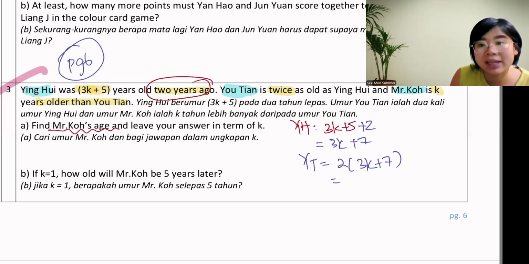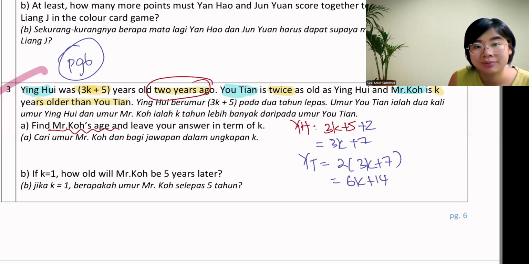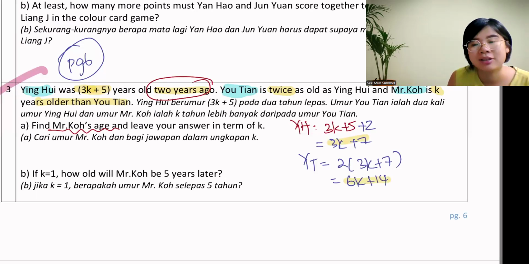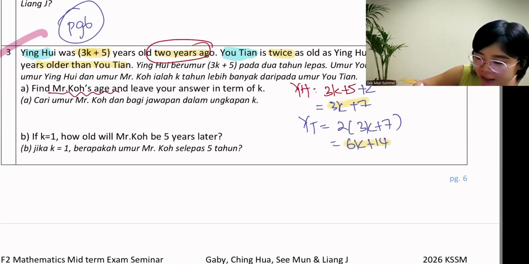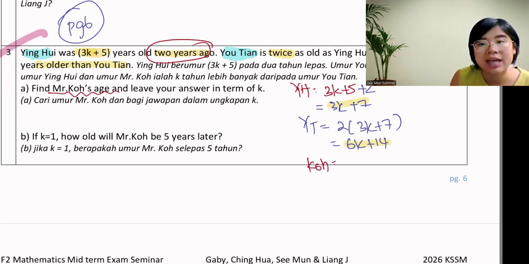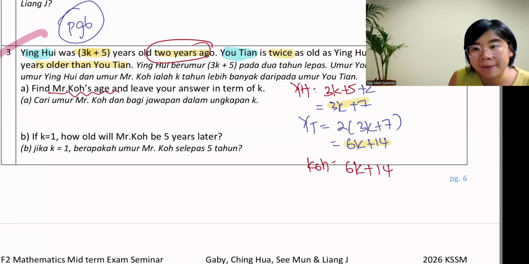Alright, so again, expand it. This is U10 years old. Steady? Yeah, we do it layer by layer. Don't get confused, okay? Step by step. Last but not least is Mr. Ko. So Ko, they say, is K years older than U10. So should I plus K or minus K? So U10 is 6K plus 14, right?